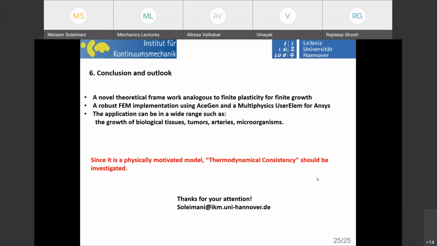So you notice that a new theoretical framework analogous to finite plasticity was developed for the growth. The FEM implementation in the context of a multiphysics user element for ANSYS was presented, and the application was demonstrated in different biological tissues like tumors, arteries, microorganisms, or biofilms, and so on and so forth. The only thing that remains is the considerations about thermodynamical consistency that Ajay truly raised a question about.